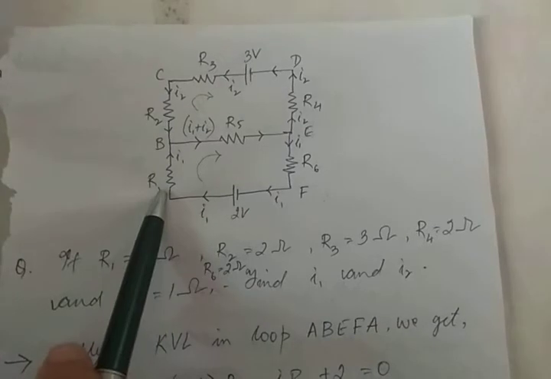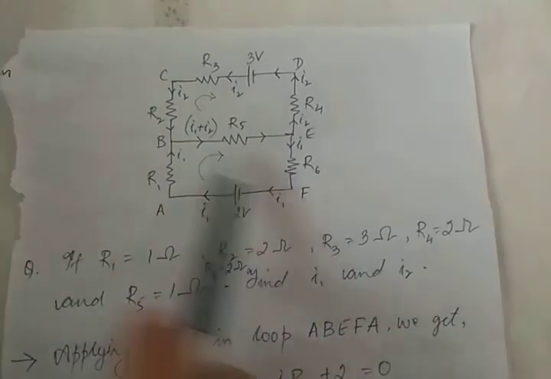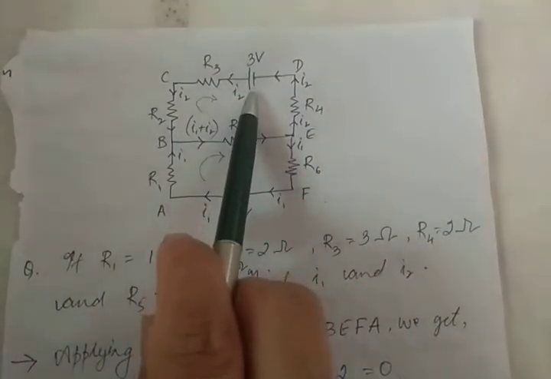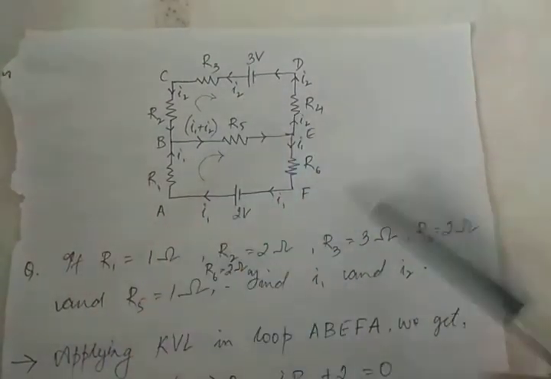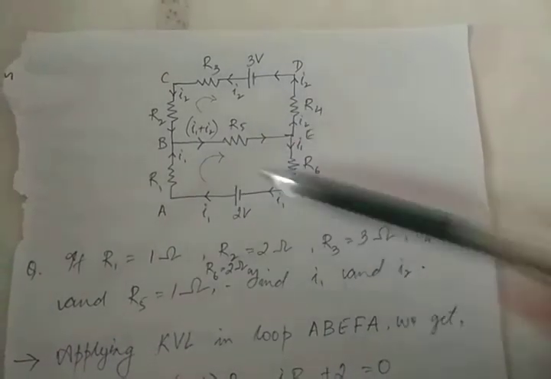So we have a resistor R1, and we have resistor R5, resistor R6, and we have resistors R2, R3, and we again have another battery over here, that of 3 volts. And we have R4 over here. All right, so to say, we have two closed loops.